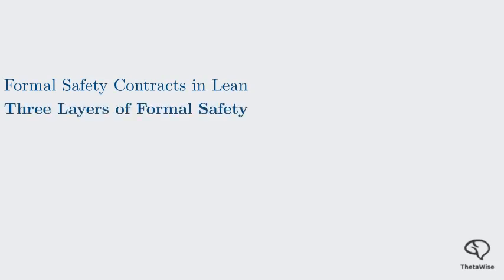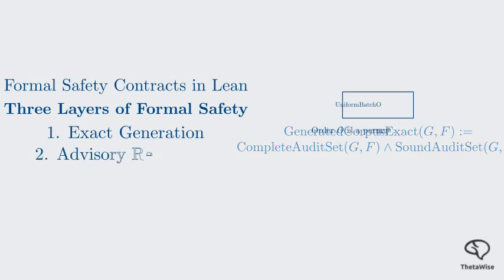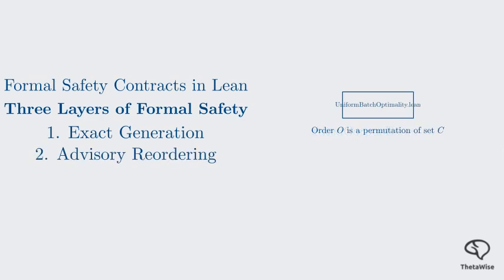The researchers didn't just write code, they used the Lean theorem prover to record formal contracts for safety. Let's review the 3 layers of formal safety. The first layer is exact generation. A mathematical optimality claim only holds if the candidate corpus is sound and complete. The second layer is advisory reordering. This theorem proves that if our ranked list is just a permutation of the original set, the verifier still finds the same global optimum. Reordering for speed doesn't change the final answer.